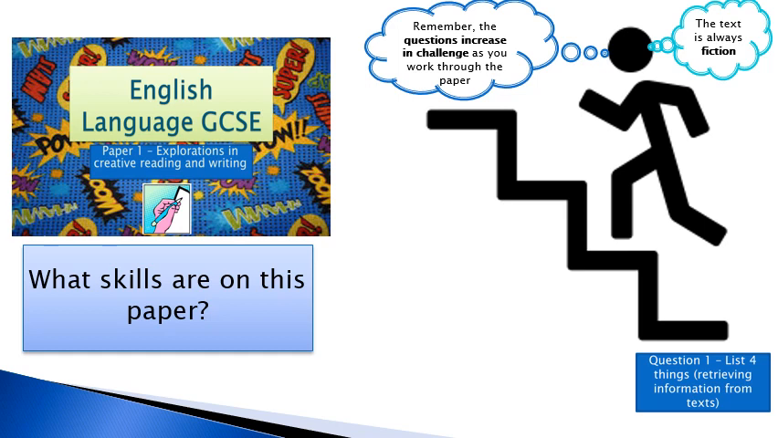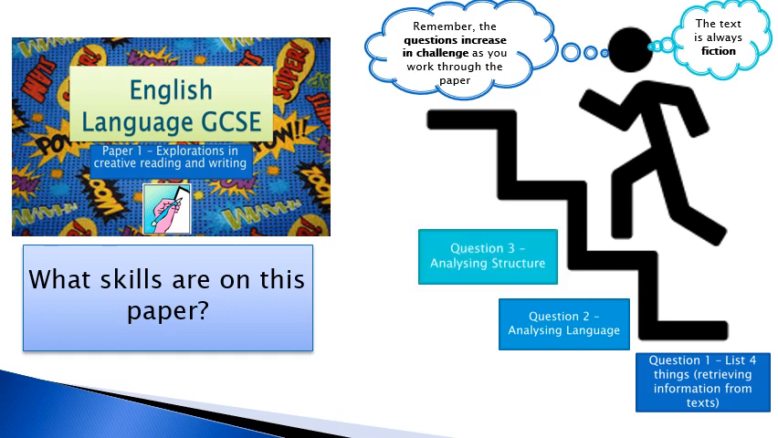That's a really simple retrieval question. You're asked to pick out 4 things from a short section about a keyword. We've then got question 2, analysing language, where I'm picking out language devices and then analysing them, talking about their specific effects on the reader. Then question 3 is analysing structure. If I'm analysing structure, I'm talking about how the text is put together. So I might be looking at things like repeated motifs or cyclical structures or chronological structures or narrowing perspectives, things like that.